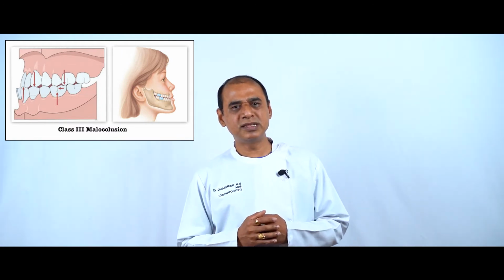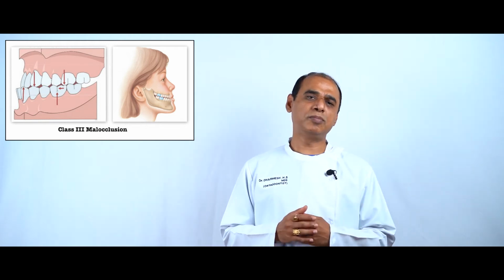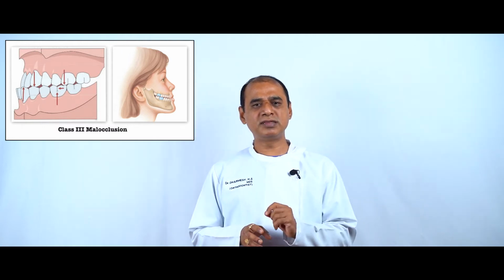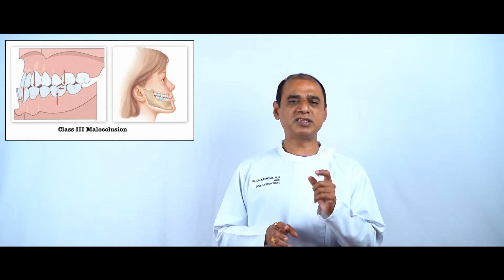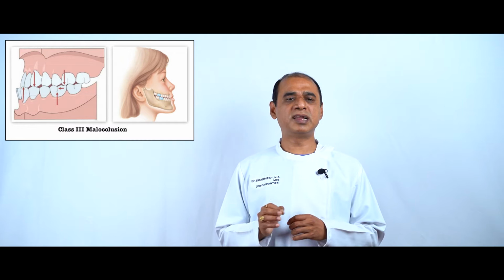Class 3 malocclusion is a condition where the mandible is in mesial relation to the maxilla. According to Angle, class 3 molar relationship is when the mesiobuccal cusp of the upper first molar occludes between the mandibular first and second molars. The features of class 3 malocclusion.